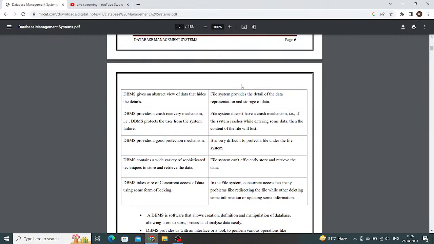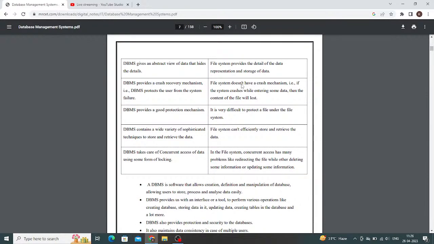DBMS gives an abstract view of data that hides the details. Abstract view is data abstraction. We generally studied in the C++ programming language that it hides the details and shows only the outer part to the user. But the file system provides the details of the data representation and storage of data.